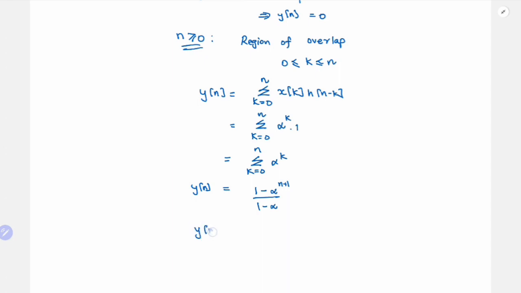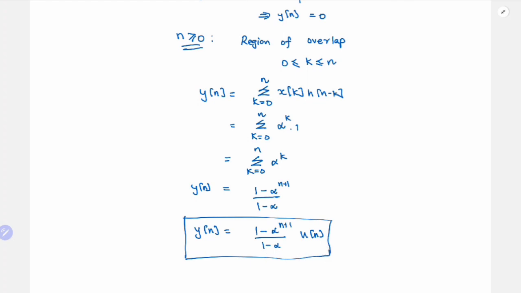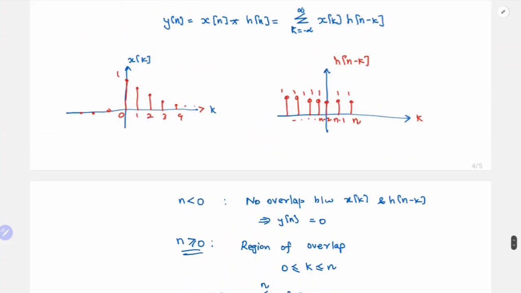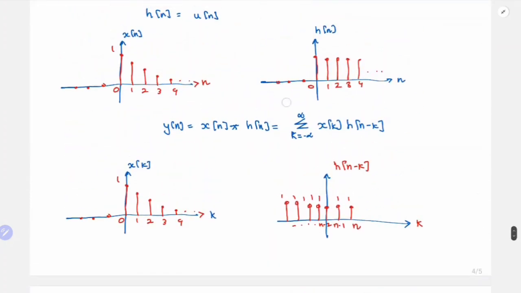So what will be your y of n? It will be (1 minus alpha power n plus 1) by (1 minus alpha) into u of n, because it is equal to 0 for n less than 0. Okay, this is how you solve these types of questions.